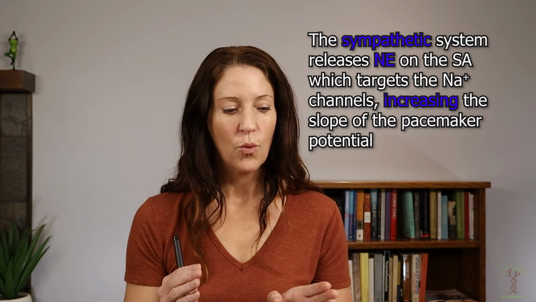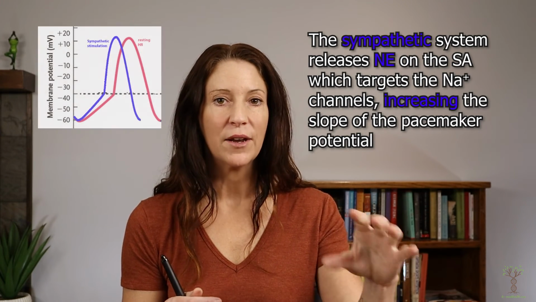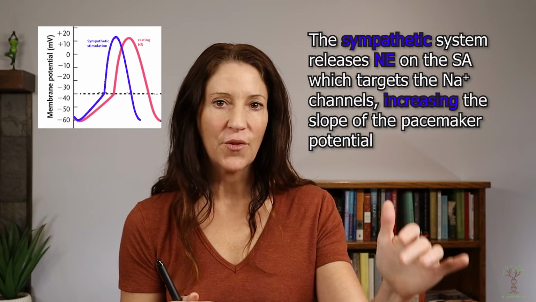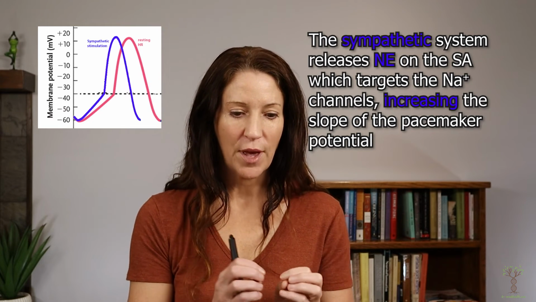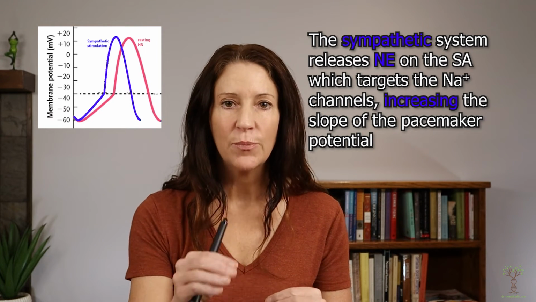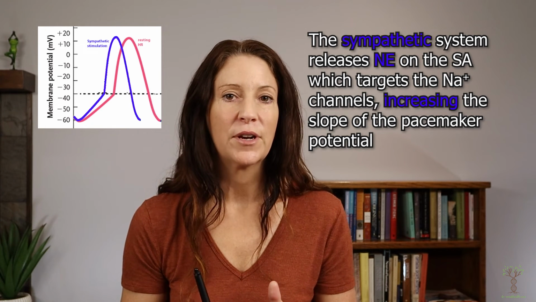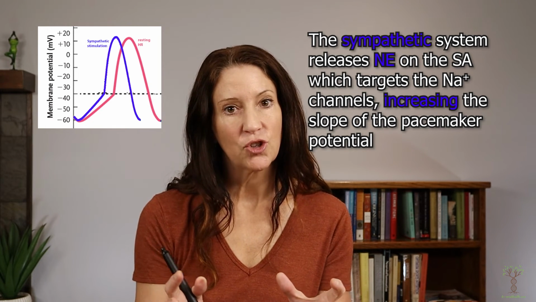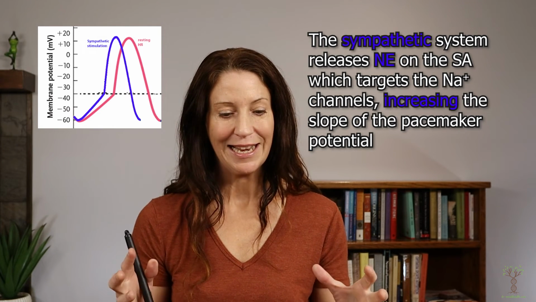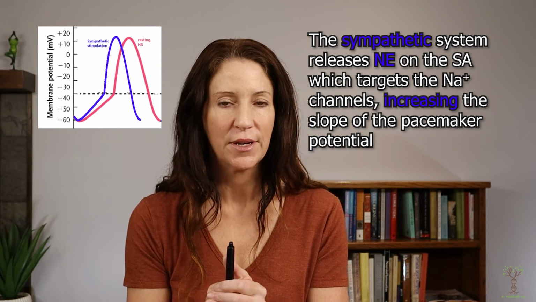The sympathetic autonomic nervous system will release norepinephrine on the SA node, which can increase the rate of depolarization. It will affect the sodium channels so that more sodium can move in and depolarization can happen faster. Norepinephrine can also stimulate the contractile cells of the ventricles and can increase the force of contraction.